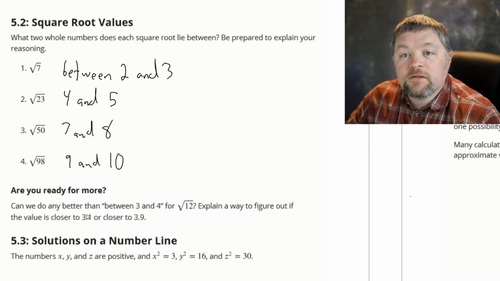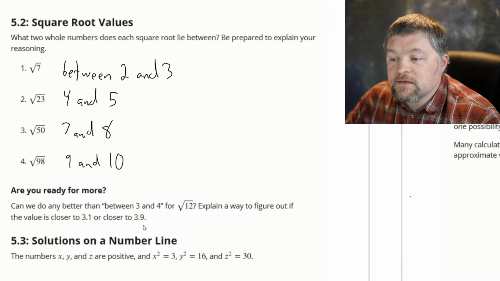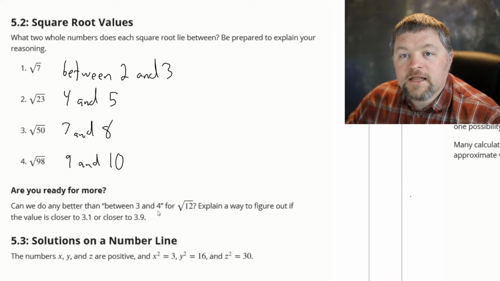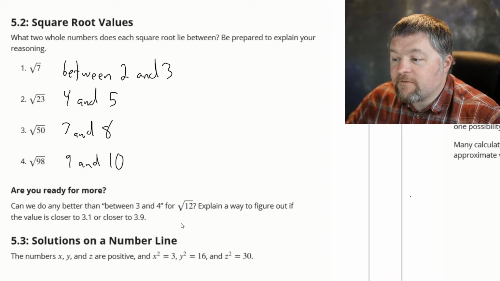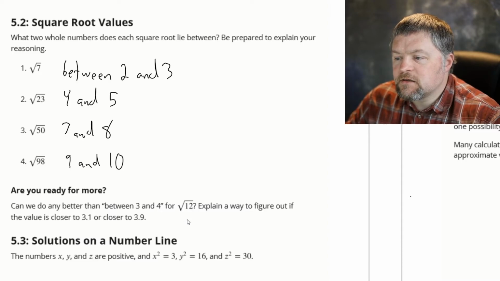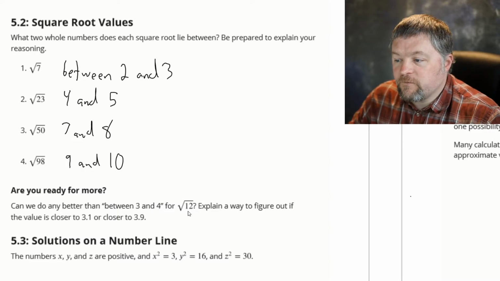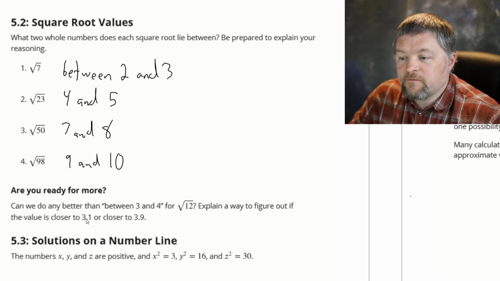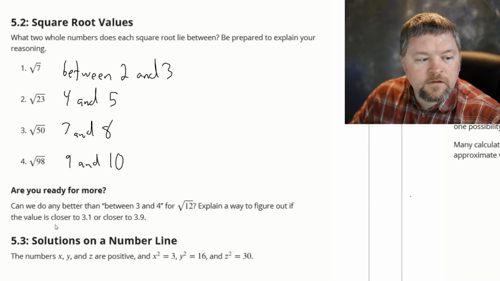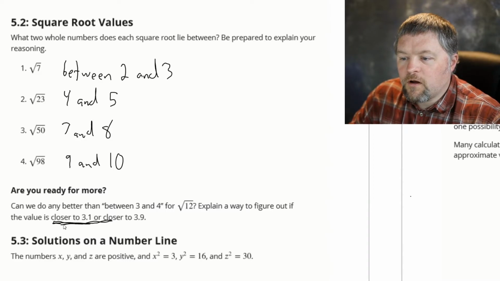Well, halfway between 3.1 and 3.9 is 3.5. 3.5 squared is 12.25. Well, 12 is smaller than 12.25. So the square root of 12 has to be less than 3.5. So we know that it is closer to 3.1.